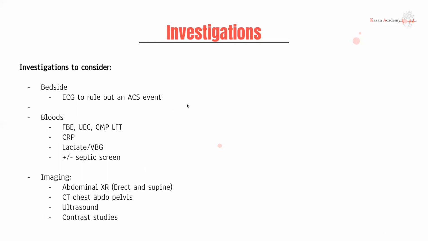So in terms of investigations, an ECG is good to rule out an ACS because it can present with atypical pain and abdominal pain, which is going to be very severe.